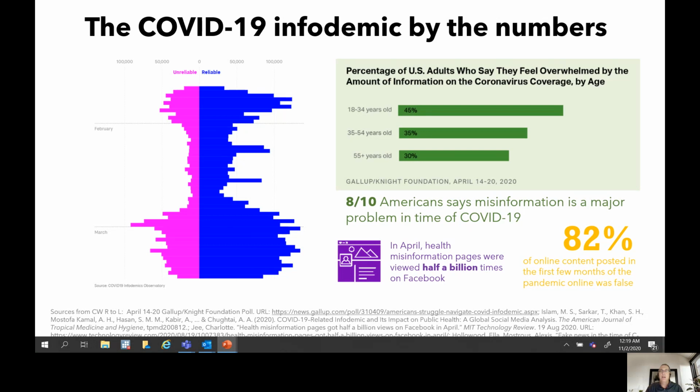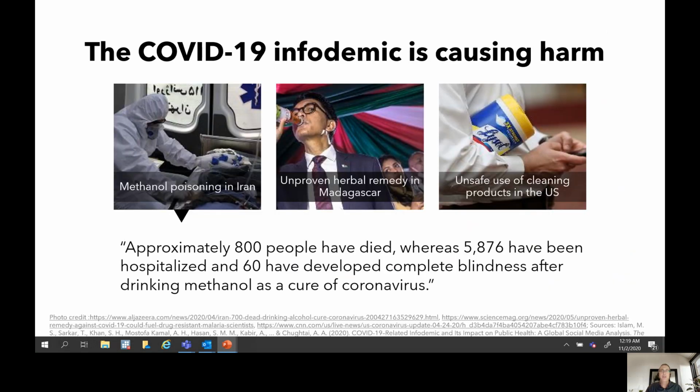So it was highly problematic that this was happening. And unfortunately, this had dire consequences. When people are exposed to misinformation, we have direct examples across the globe. In this case, the misinformation that methanol was a cure for coronavirus led to mass poisoning in Iran, where approximately 800 people have died and close to 6,000 have been hospitalized, and 60 developed complete blindness as a result of drinking methanol. And then also unproven herbal remedies in Madagascar had negative public health consequences.